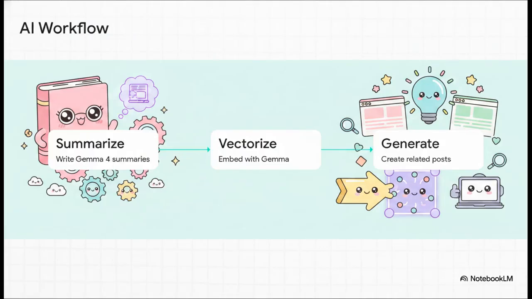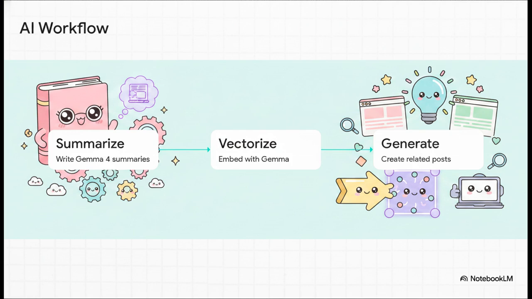So how does this actually work without a live server running 24/7? Here's the simple 1-2-3 recipe, the anti-gravity AI workflow. Step 1. Anti-gravity has the Gemma 4 AI write a short summary for every single post on the site. It actually reads and understands your work.